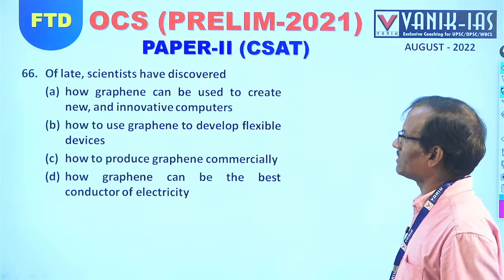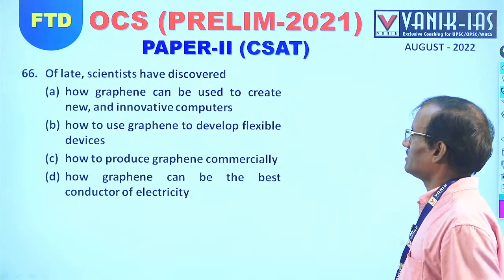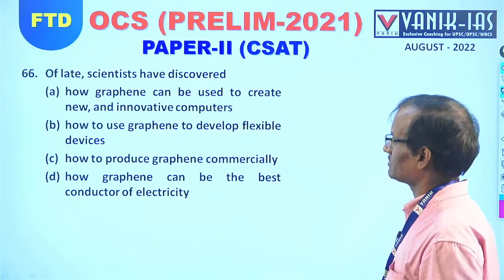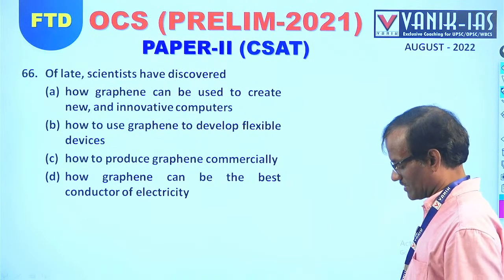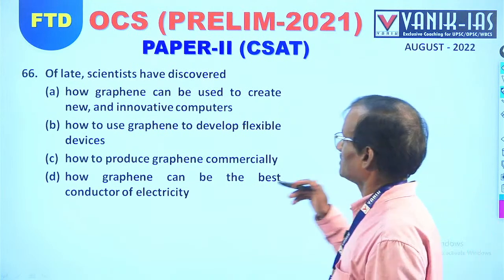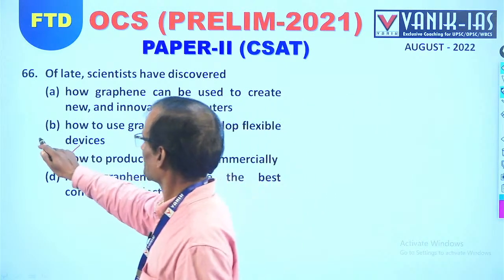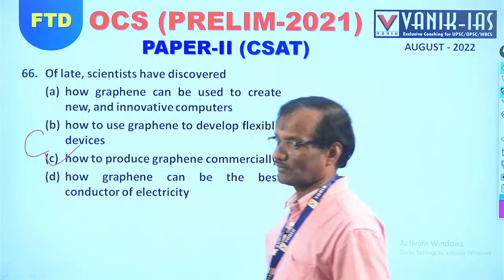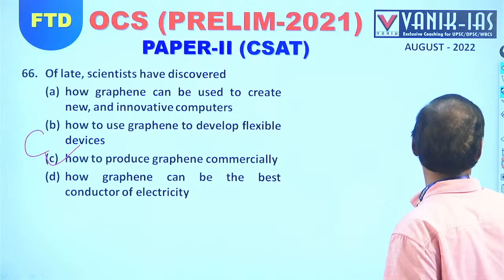66. I have done 66. Of late, scientists have discovered how to produce graphene commercially. So I have done C. So answer will be C.